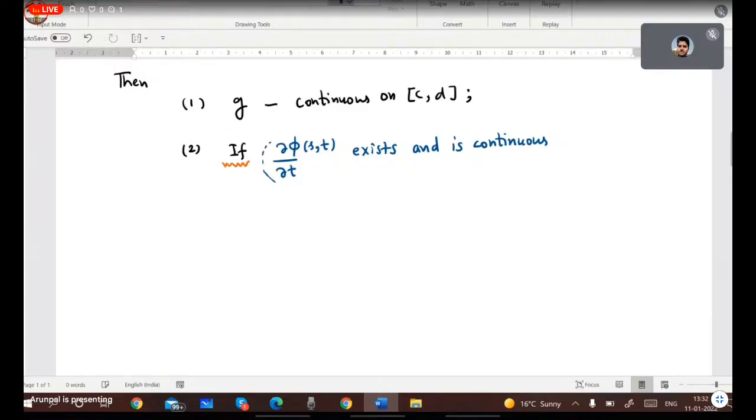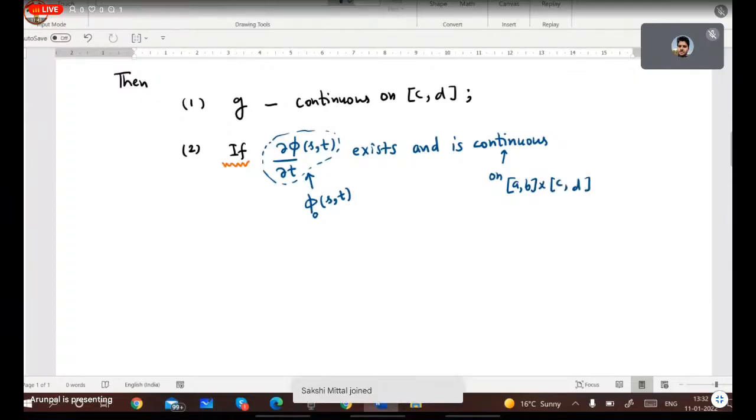When you take this derivative, let us say this will be a new function. Let us call it phi naught s comma t. So please take a note that this function will also be defined from a comma b cross c comma d to C. So this partial derivative exists and is continuous. So certainly this will be continuous on this rectangle.